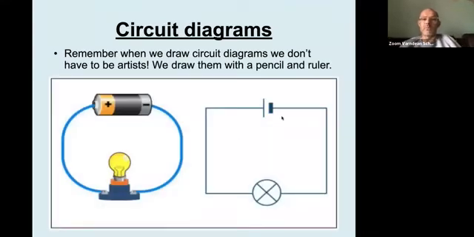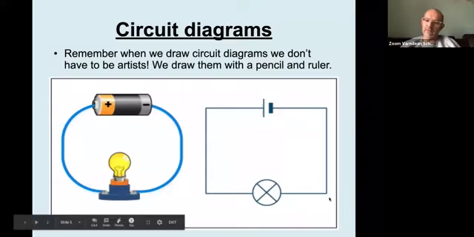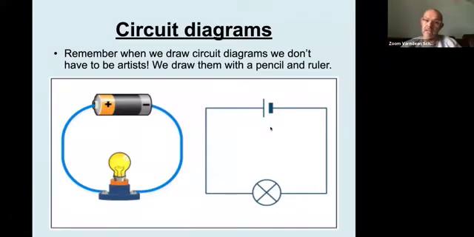So how would we represent it? Here's our cell, and we represent that using this symbol. I'm going to give you a list of the symbols in a minute, so you don't have to try and memorize them. Don't worry. Wires we draw as straight lines, and we always give them a rectangular shape because it makes it easy to lay everything out.